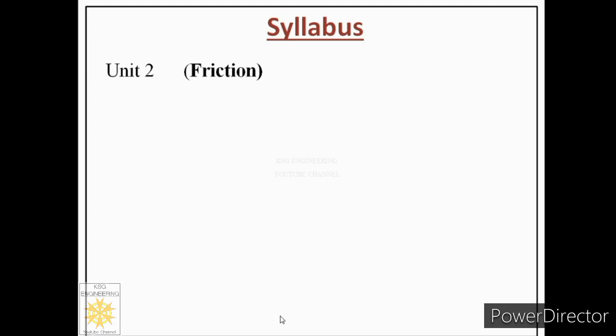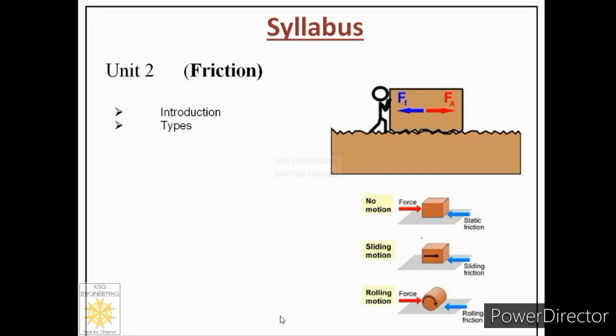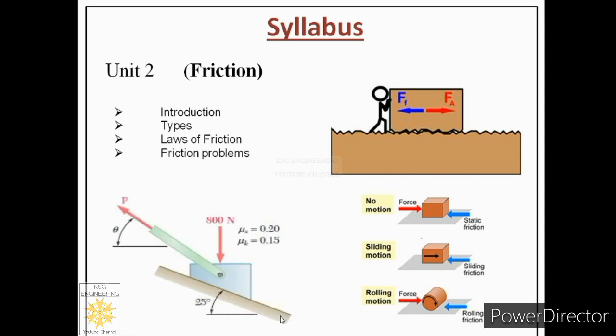Unit 2 is named friction. We will see what friction is, and then we will see what its types are. We will cover certain laws related to friction. We call those the laws of friction. And based on those laws, we will solve certain practical problems on friction as well.